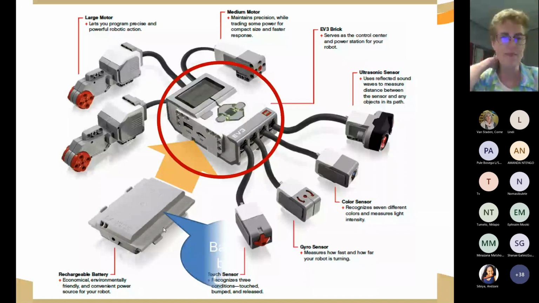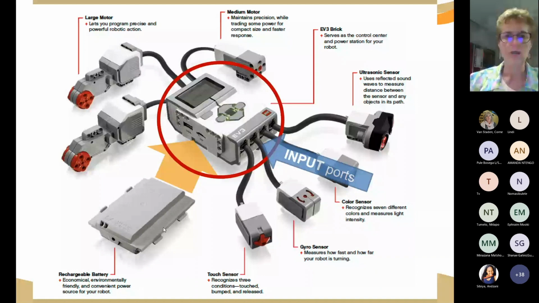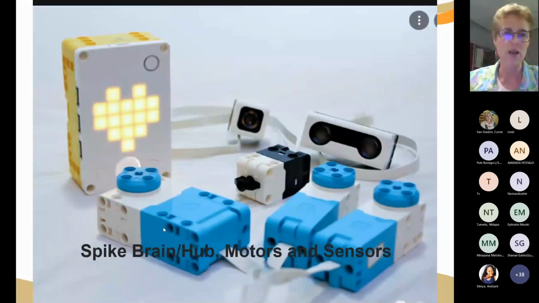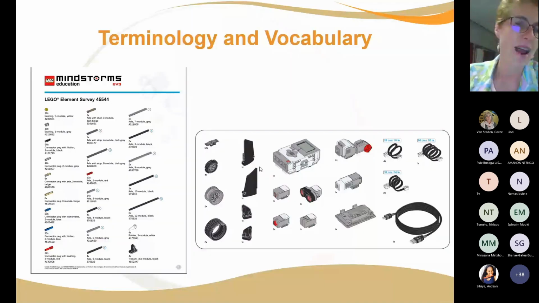In EV3 we have input ports for all the sensors, and output ports for the motors. It looks very similar for the Spike Prime: here's your brain, your motors, more motors, and all your sensors at the back. There's terminology included, and you can download these lists. They're axles, connectors, pointers and bushings. It's good not to say thingies, but to call things by their names.